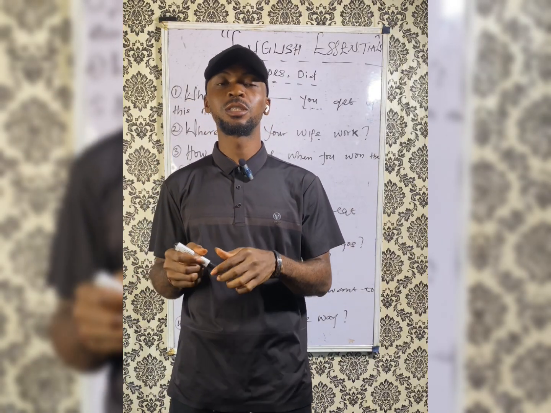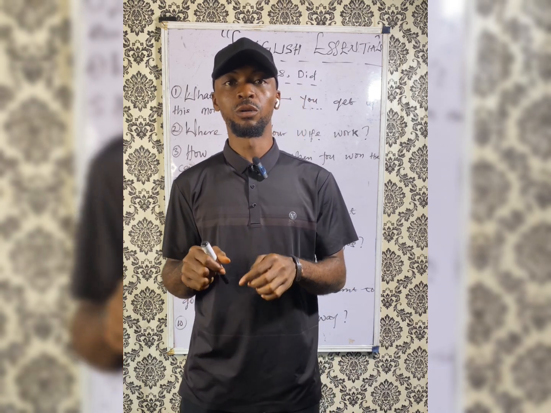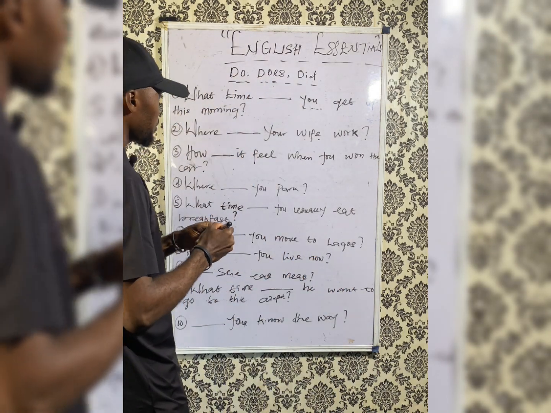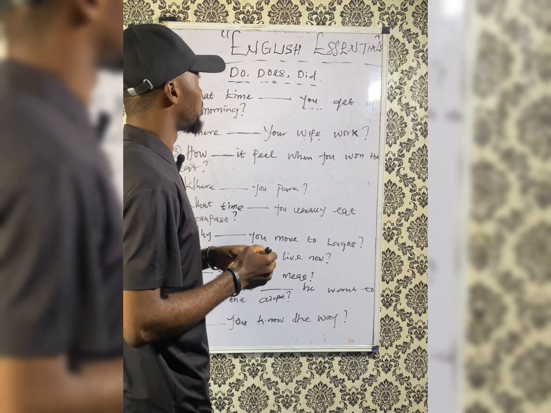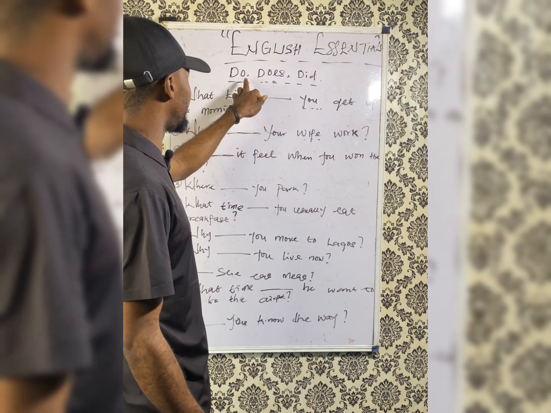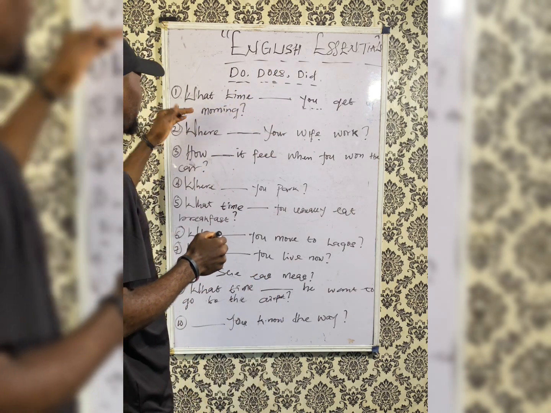Today we'll be discussing verbs in the English language. But our focus today will be on do, does and did. So in the English language, do, does and did are part of verbs. But I want to give you some tips about this very do, does and did before we go to our examples.